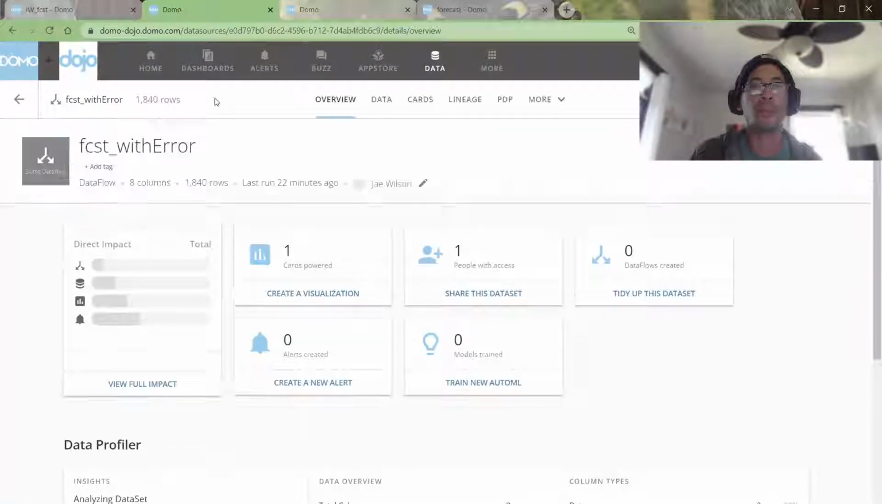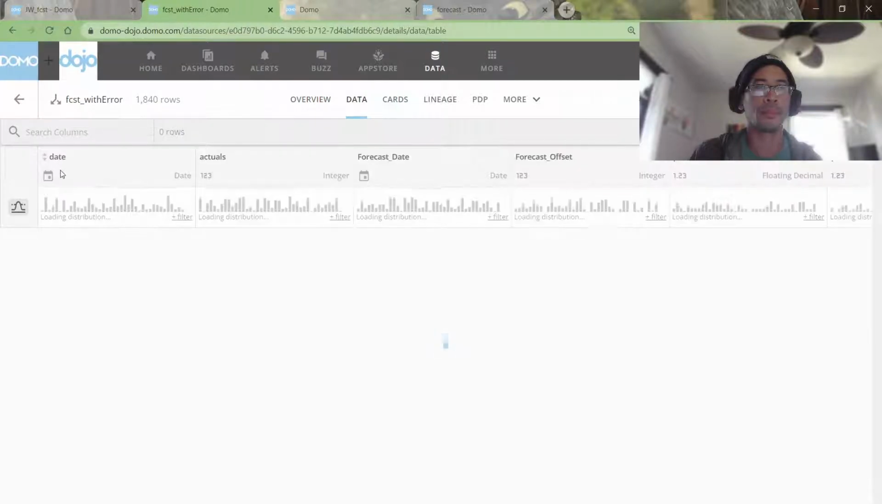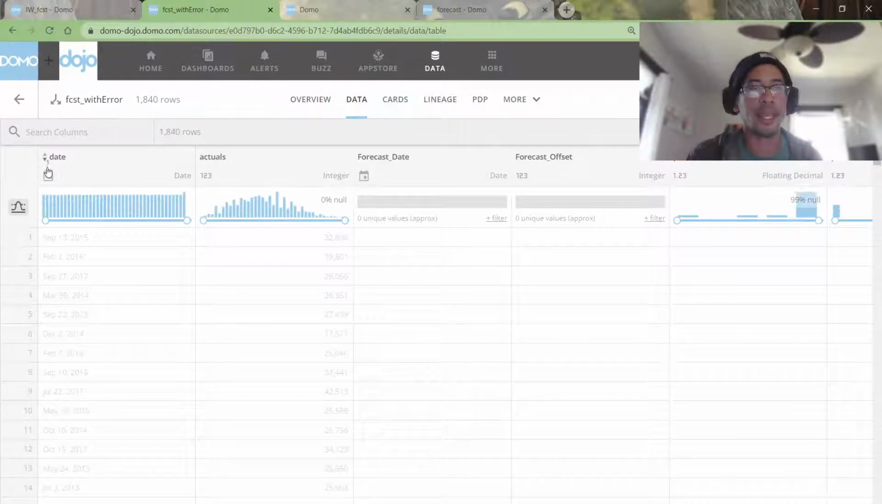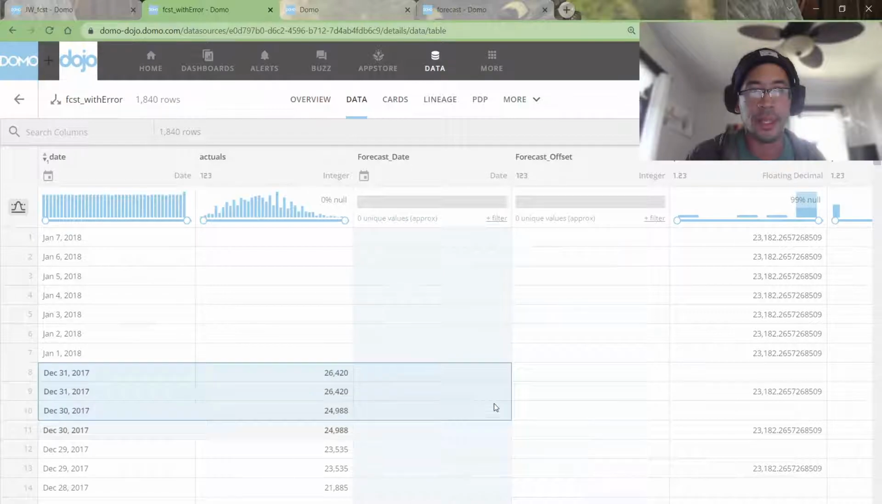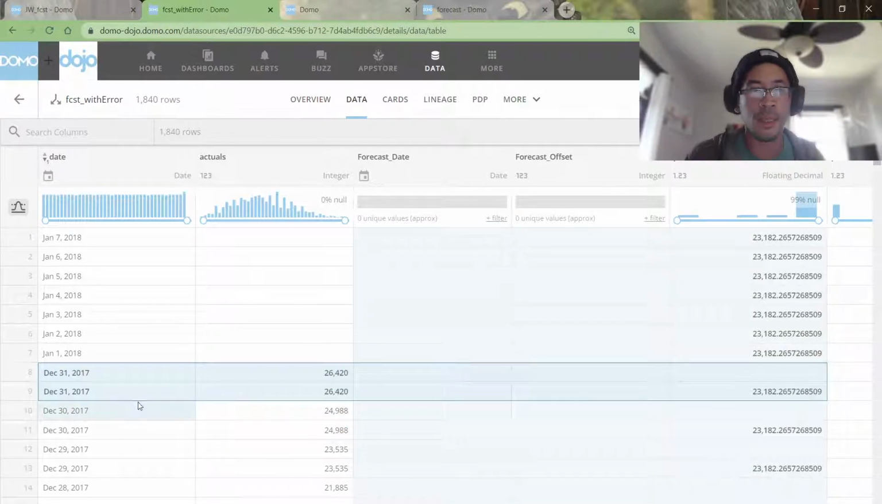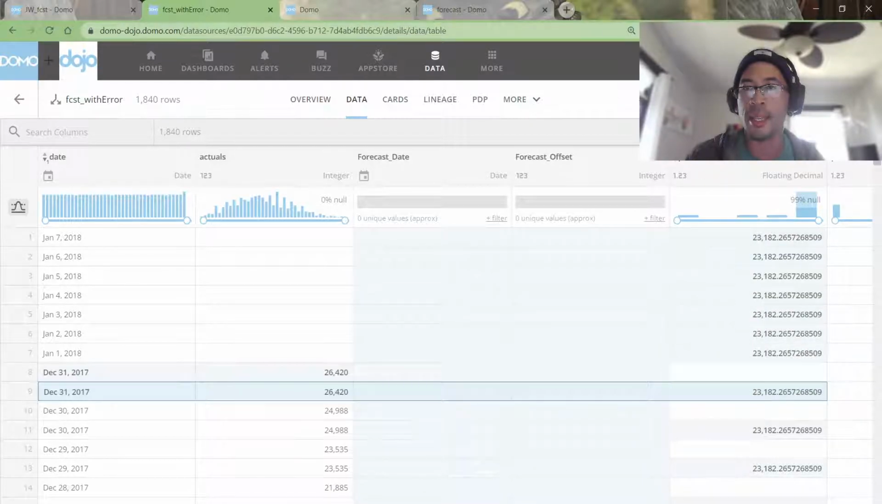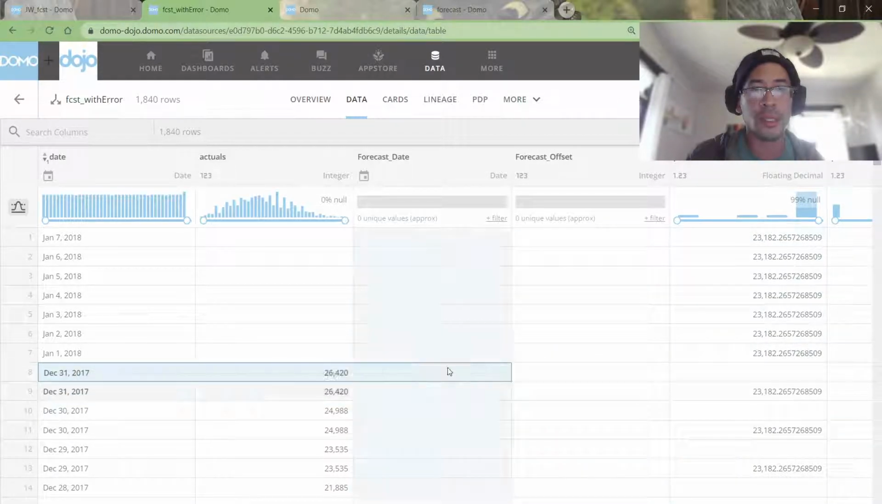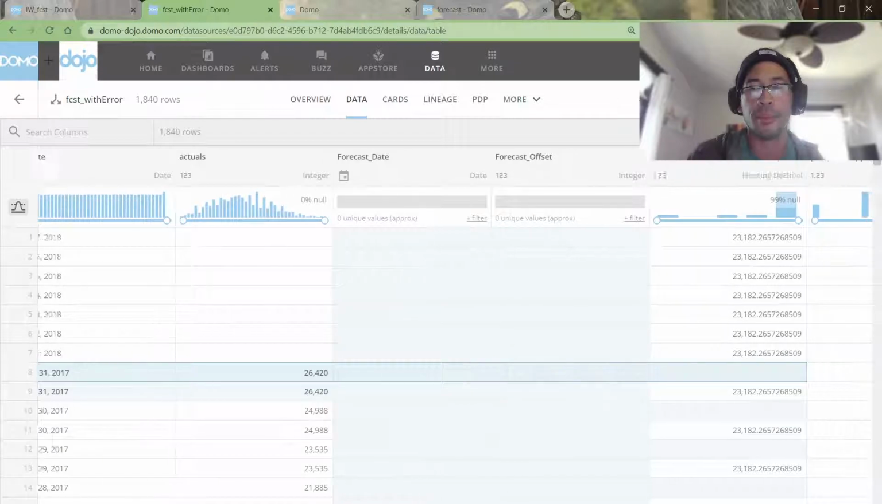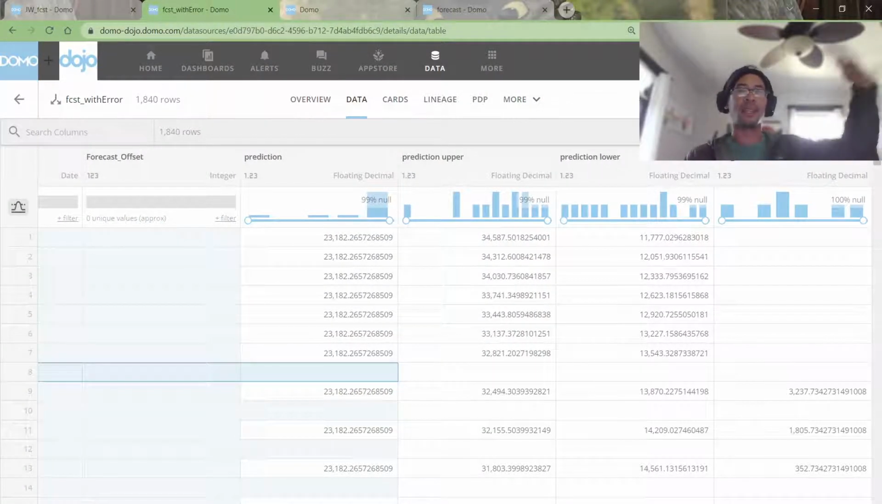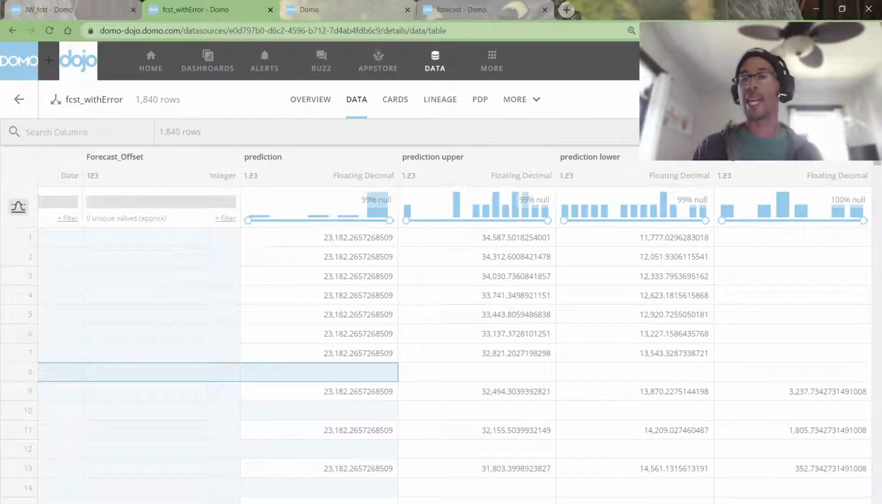Forecast with error. I'm going to sort by date descending. Let's focus on this section here. So this pair of rows, this row should represent the prediction row. This row represents the actuals row, and I just should not have included the actuals in my prediction row. Usually I would add a column like activity type to indicate that this set of data refers to the actuals and that set of data refers to the prediction.